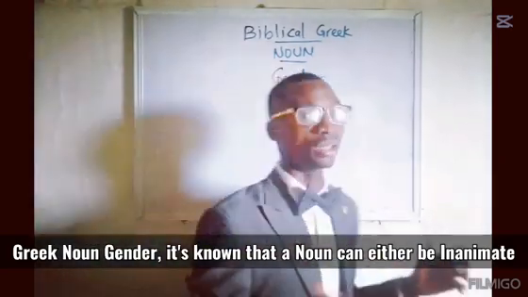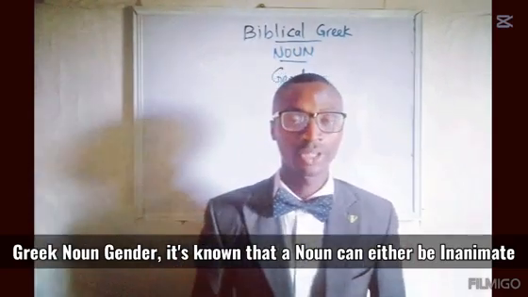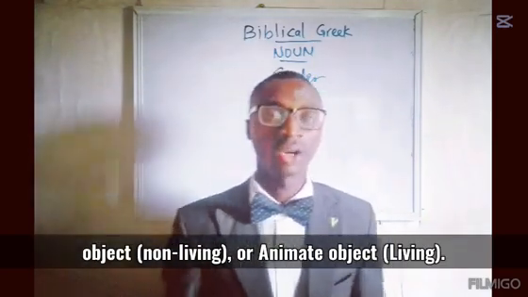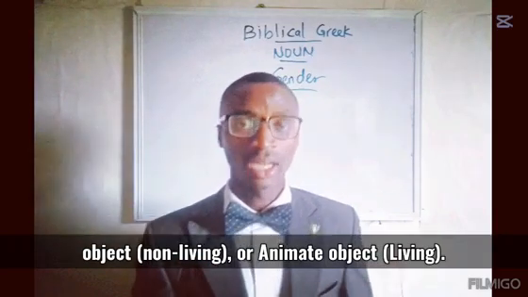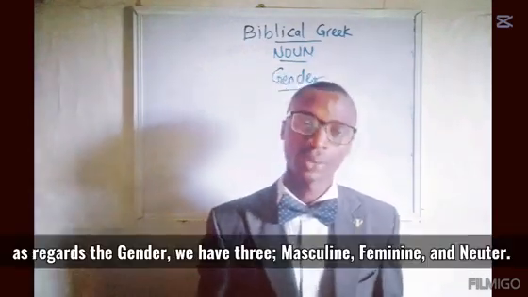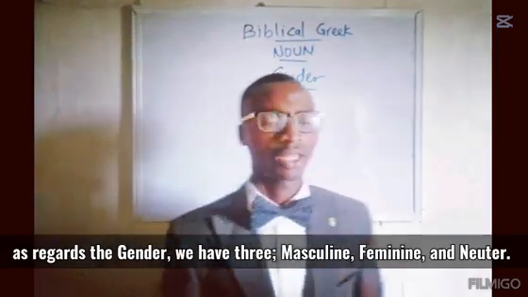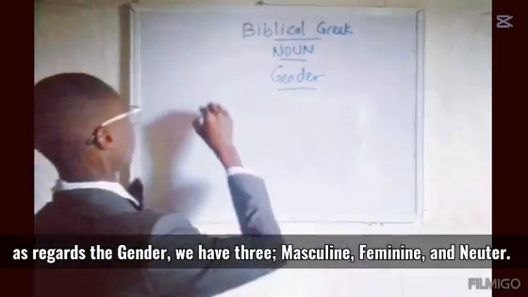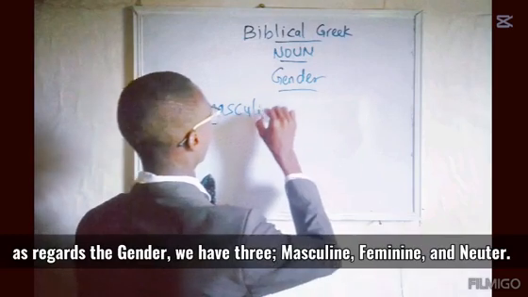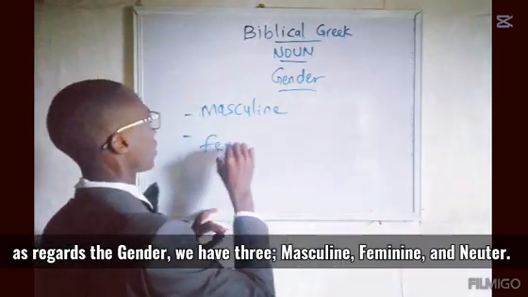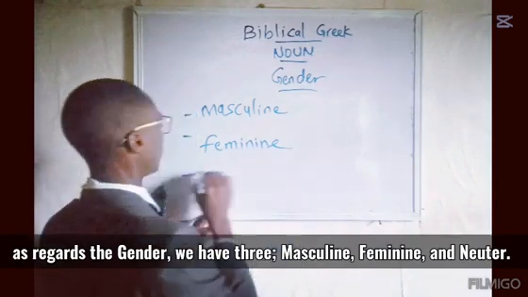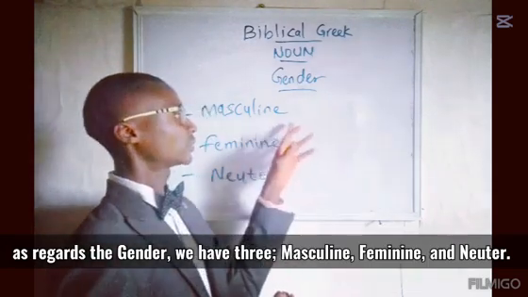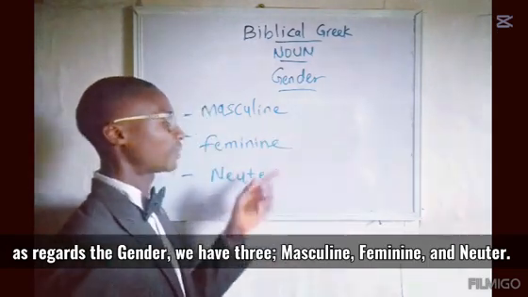It is known that a noun in biblical Greek could either be an inanimate object, that is a non-living object, or an animate object, that's living. Now the gender: we have three genders. That's the masculine, the feminine, and the neuter.